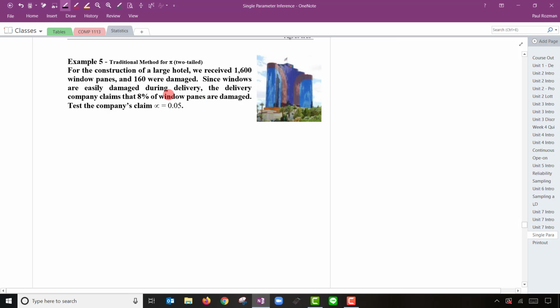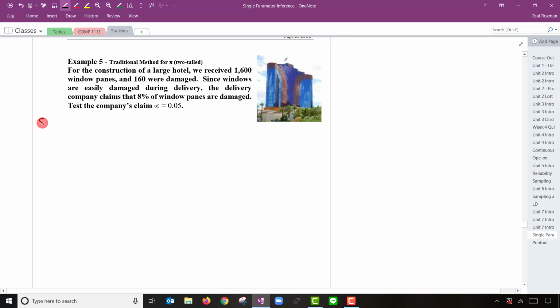This is not that unusual because the hotel is being built out in the middle of nowhere, and windows can easily be damaged in delivery. The company delivering them says that on average, we'd expect around 8% of these things to be damaged. So we're going to test their claim. They're claiming that the proportion of broken window panes is 8%.